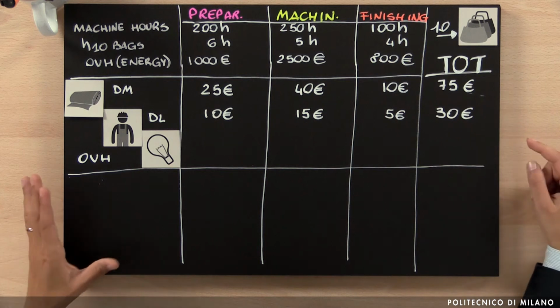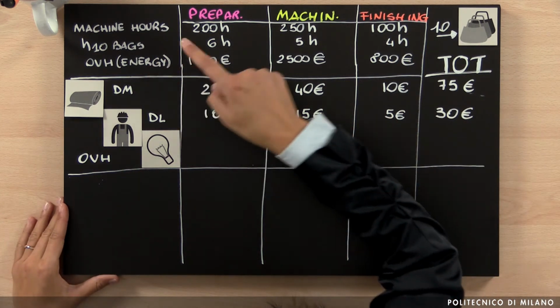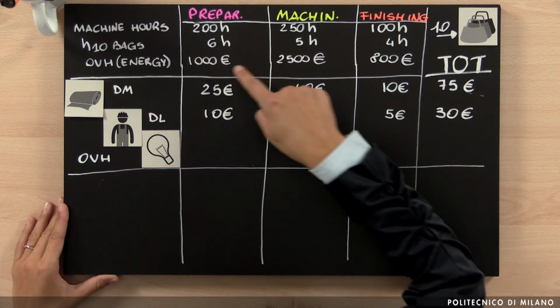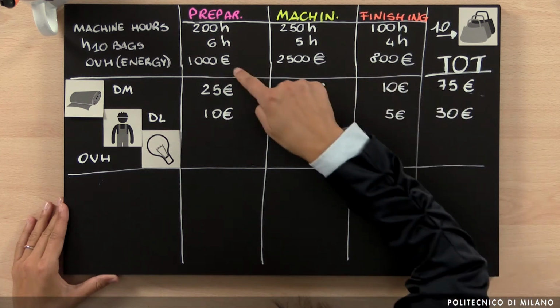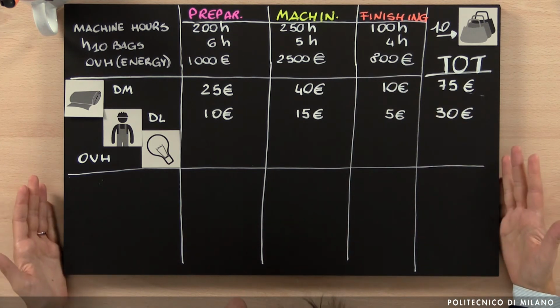Then we have some overhead costs. Specifically, we have the cost of the energy, and we already know the value of this overhead within each of the 3 departments. So these are the values. It is required to calculate the overall cost of our job.